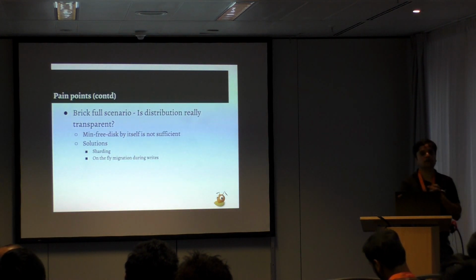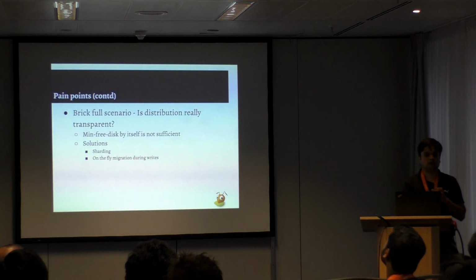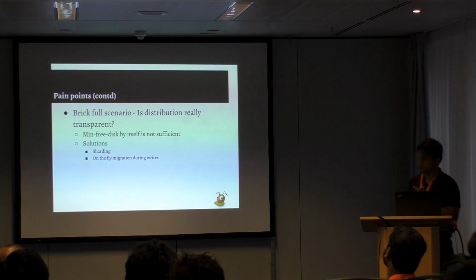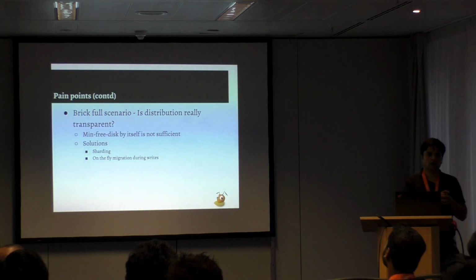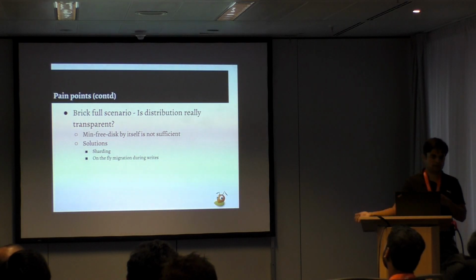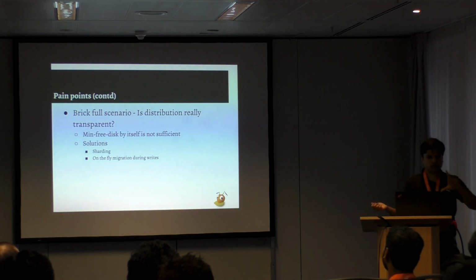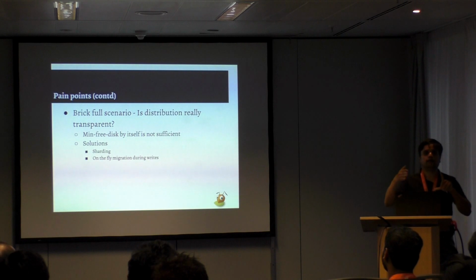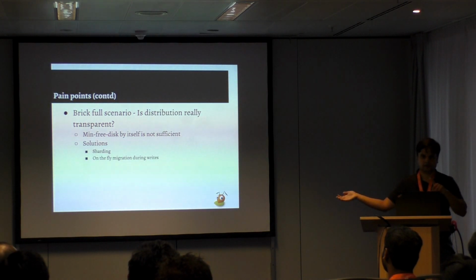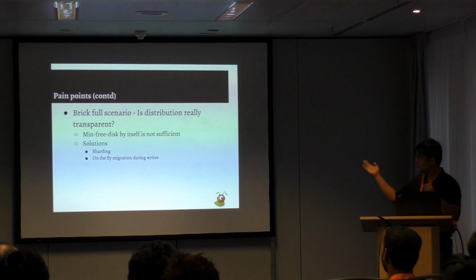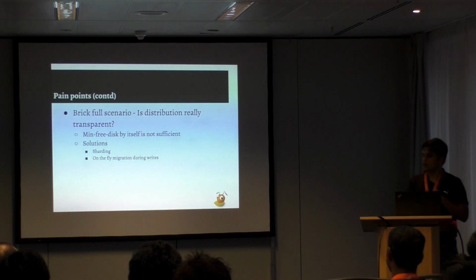Yeah, so the other common scenario we normally face, and if you open Bugzilla you can find quite a few bugs on this issue, is the brick full scenario. The whole purpose of DHT is to add more capacity. So what happens when a single brick is full, while space is available on the rest of the subvolumes? That's the case this point speaks about.